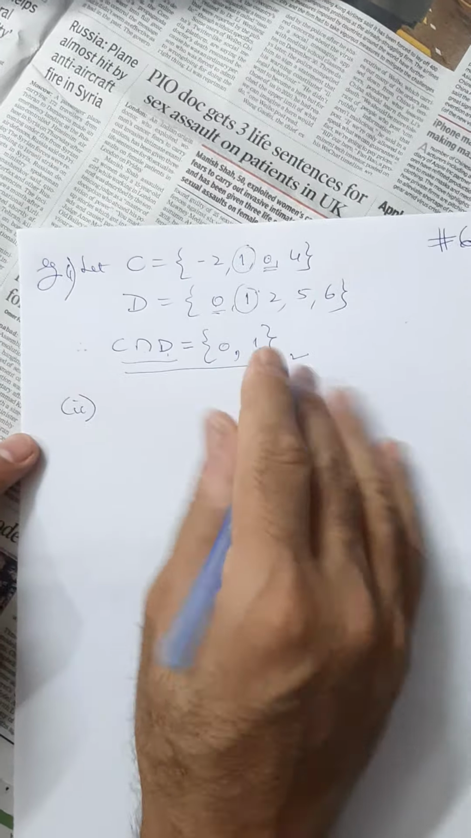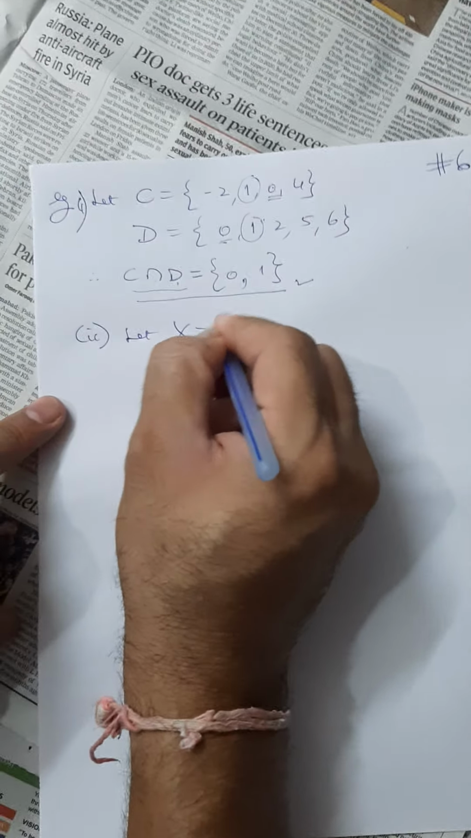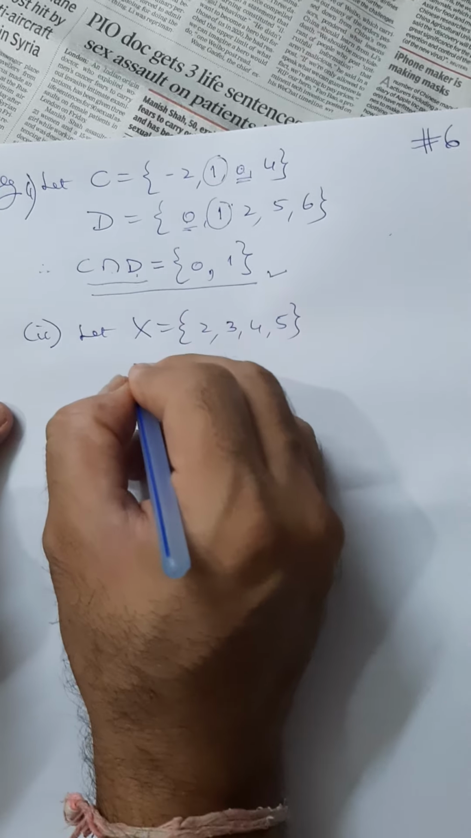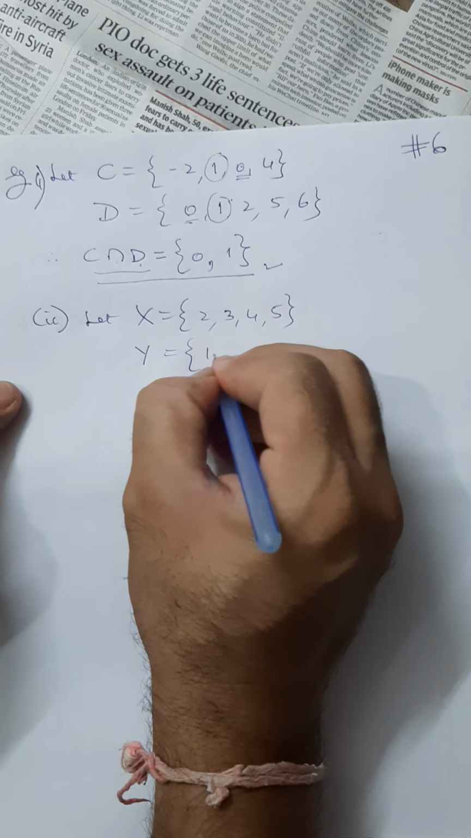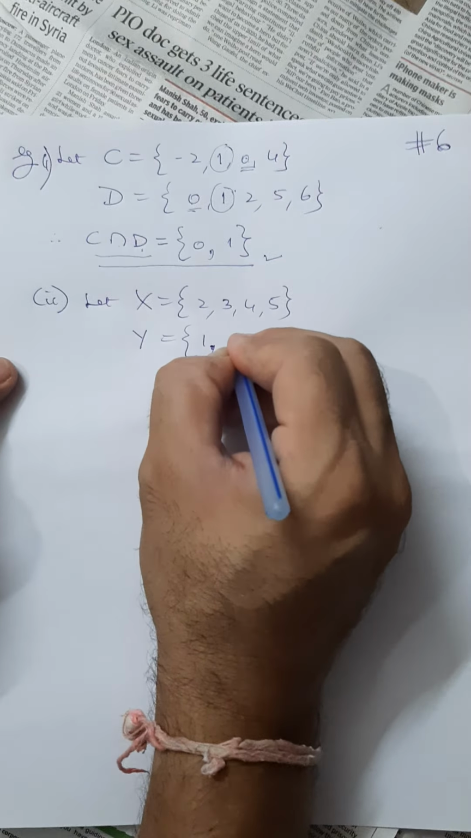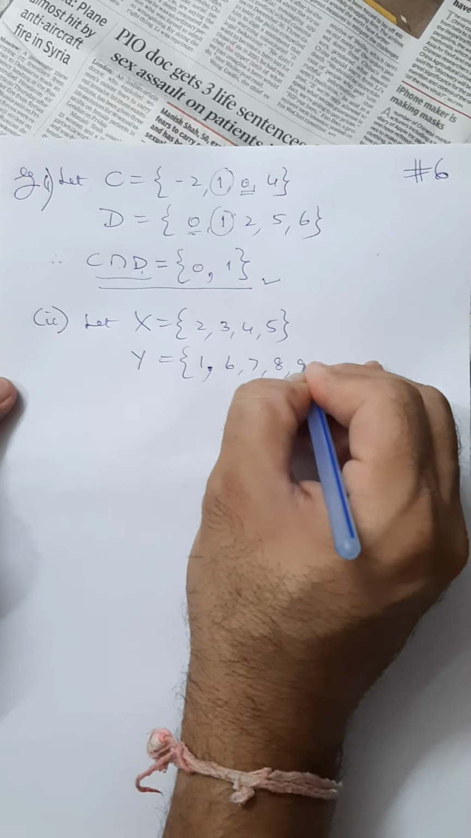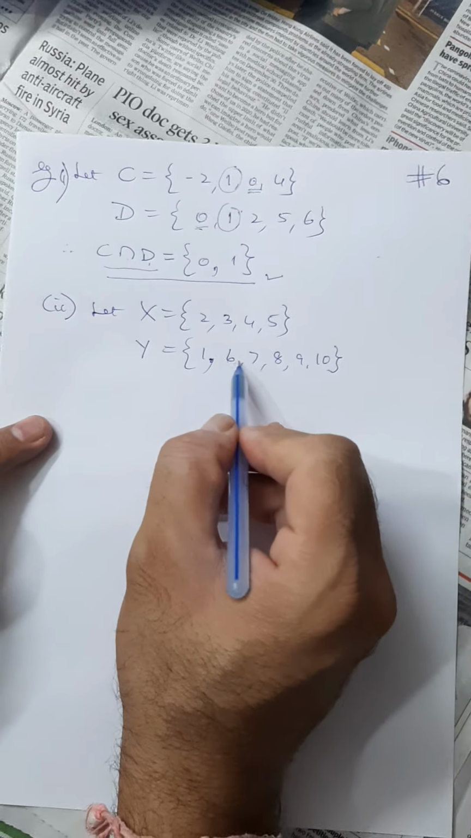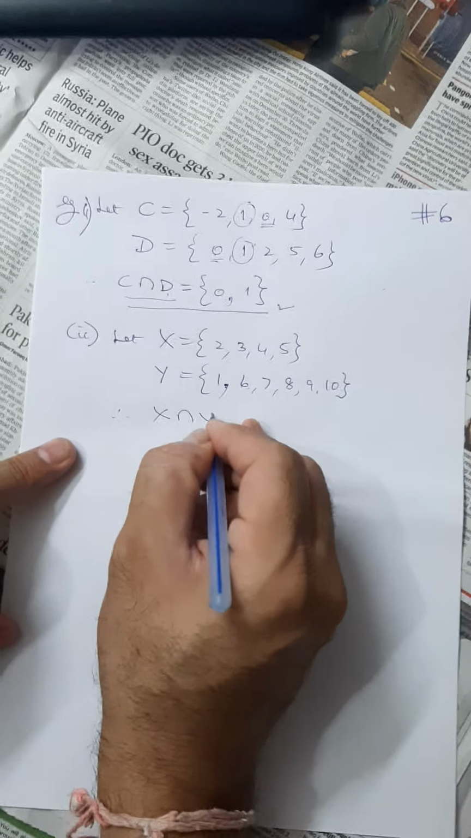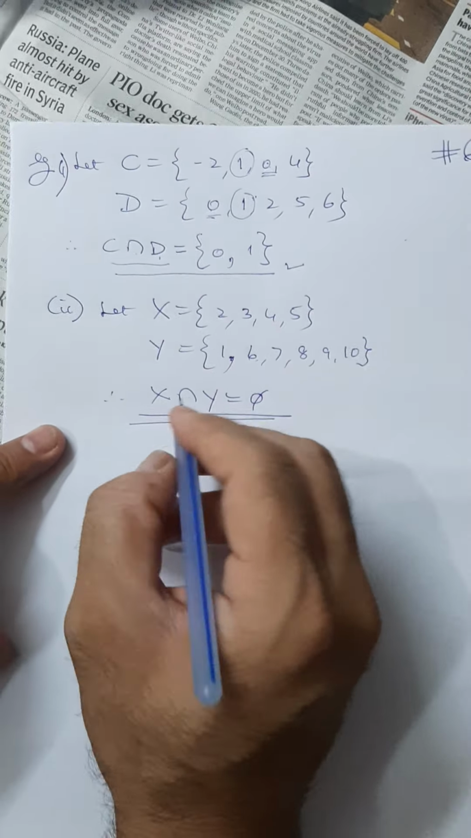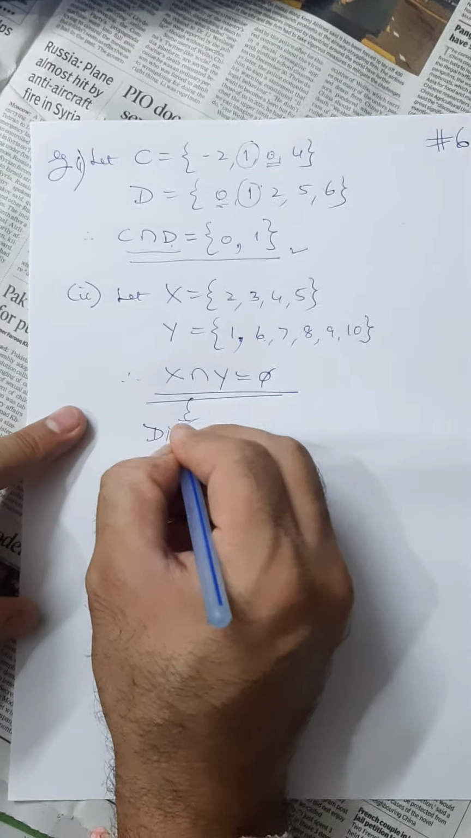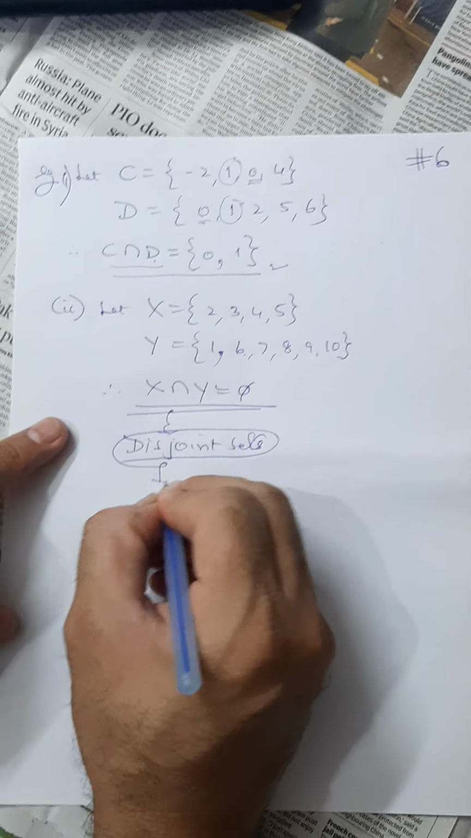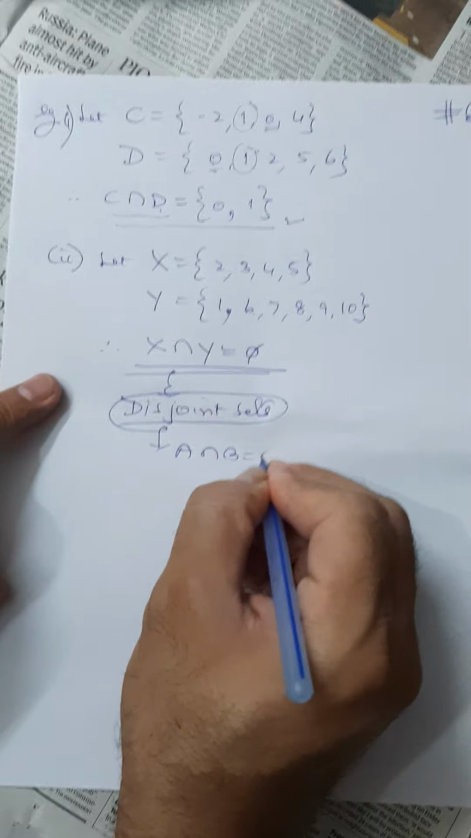One more, let's take X equals this set, 2, 3, 4, 5, and Y equals another set. I'll take 1, 6, 7, 8, 9, 10. You can see that there is no common element. So here A intersection B is the empty set. Such sets are said to be disjoint sets. Sets are said to be disjoint if their intersection equals the empty set.